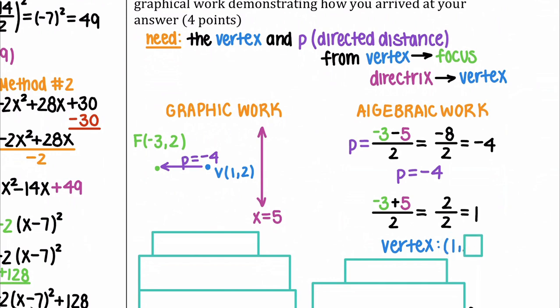Now, let's say you're doing this algebraically, the question becomes, how do I know what the y value is? Do I have to substitute? No, because we always know that it exists on the axis of symmetry. So it's going to share the same exact y value as whatever the focus has, which in this case is 2.